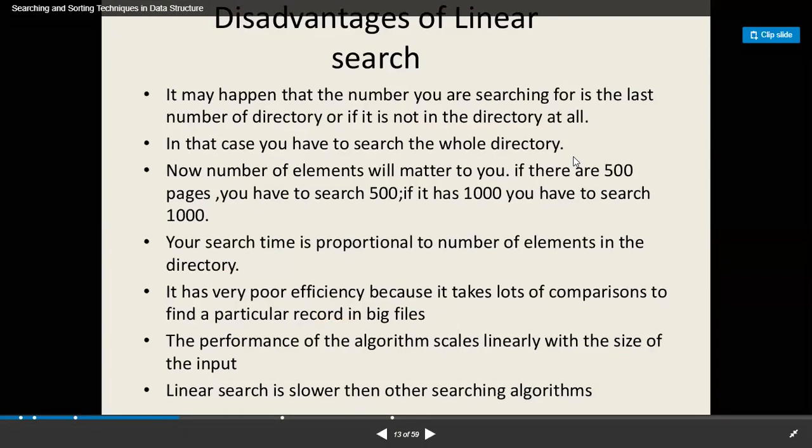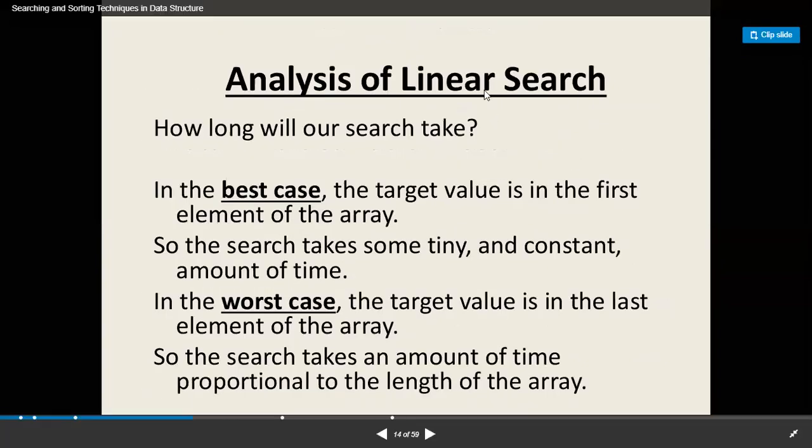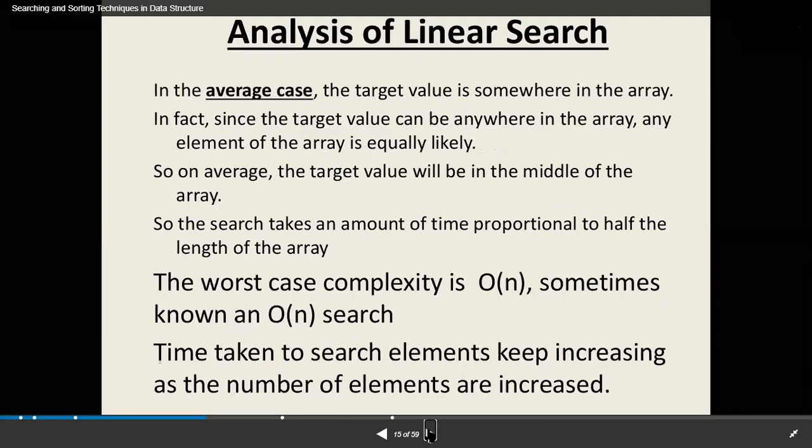Try to remember these points. So what is the best case of linear search? The best case is that the item is in the first place, and the worst case is that the item is in the last place, right? And what is the average case? The average case is basically that the item is anywhere in the middle.